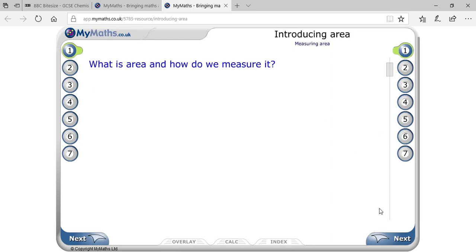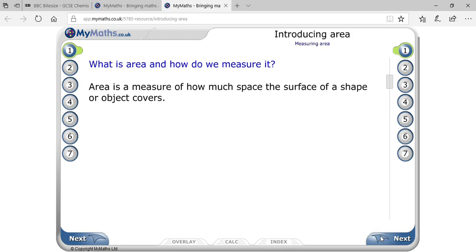So, what is area and how to measure it? Firstly, area is a measure of how much space the surface of a shape or object is covering. It means the same thing that I explained: area is defined as the surface which an object is occupying, in a simple way.